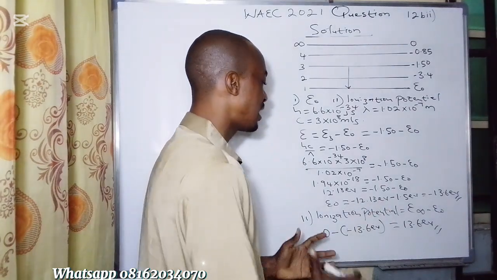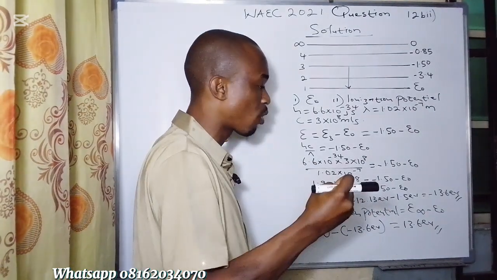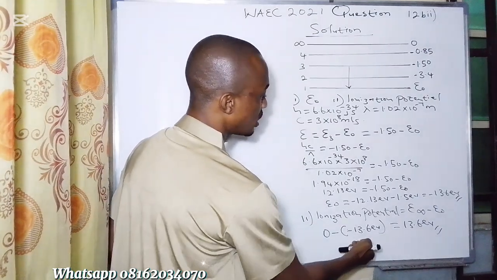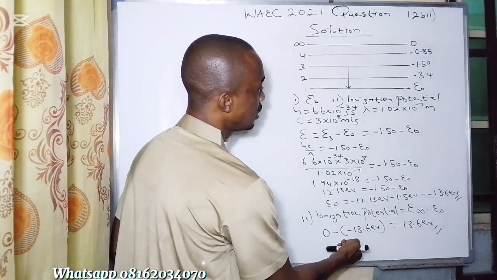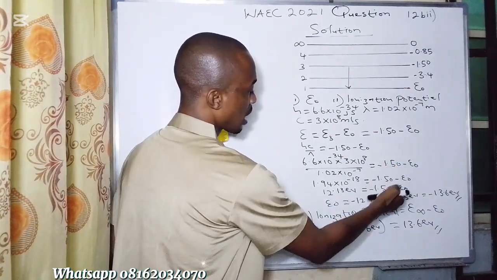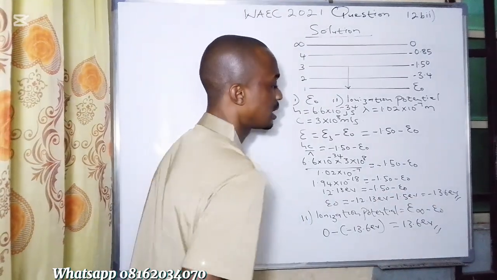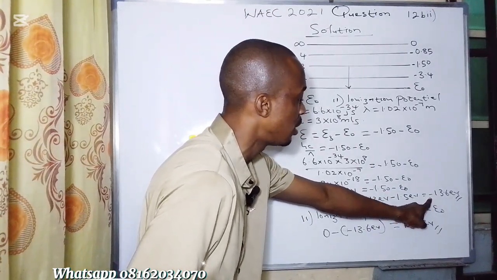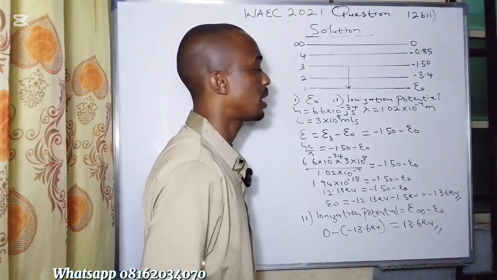Ionization potential is the energy required to remove an electron completely from an atom, and that's what we calculated for the hydrogen atom. And the energy of the ground state E0, we also calculated it to be negative 13.6 eV. This negative is because you have to do work to remove an electron from that particular energy level.